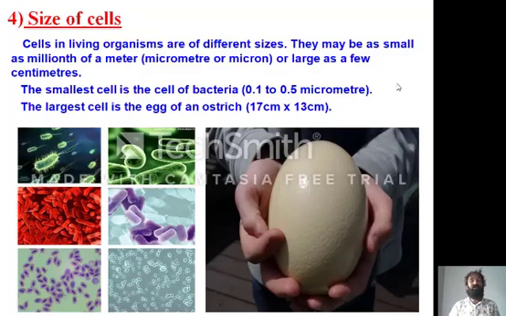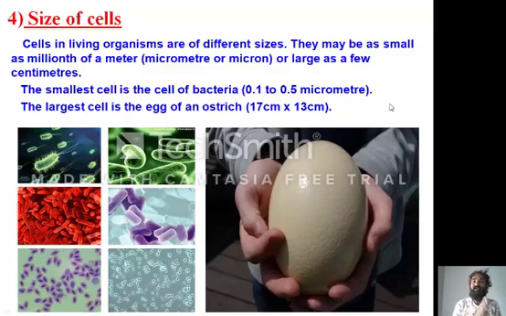Coming to the largest cell, that is the ostrich egg cell. As you see in the picture, the length of that cell is 13 to 17 centimeters. That size is about the length of a long scale, so I think your long scale is 15 centimeters. The ostrich egg is that much in size. It is the longest single cell. Now see the various kinds of bacteria here. These are very minute in structure, in micrometers, 0.1 to 0.5 micrometer.